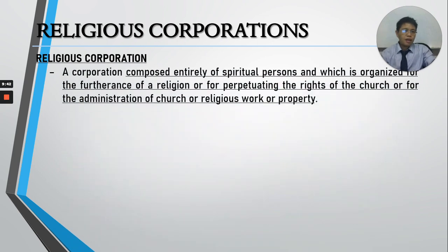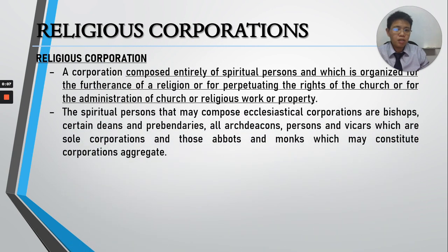So remember, religious corporations are composed entirely of spiritual persons. And remember, they are organized for the furtherance of religion, or for perpetuating the rights of the church, or for the administration of church or religious work or property. So, sino naman yung mga spiritual persons na tinutukoy sa isang religious corporation? So, remember, spiritual persons are bishops, certain deans and prebendaries, all archdeacons, parsons, and vicars, which are corporations sole, and abbots and monks, which may constitute corporations aggregate. So, remember, yun ang composition, spiritual persons, yun ang mga klase ng spiritual persons.